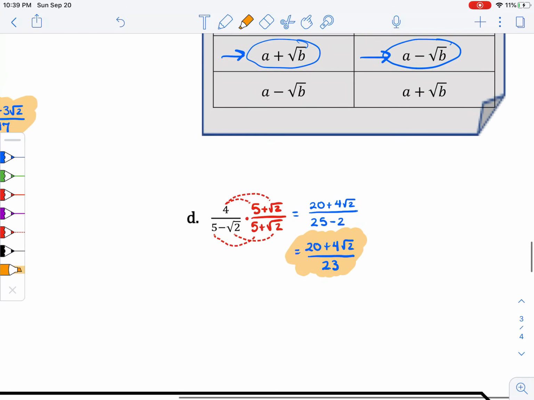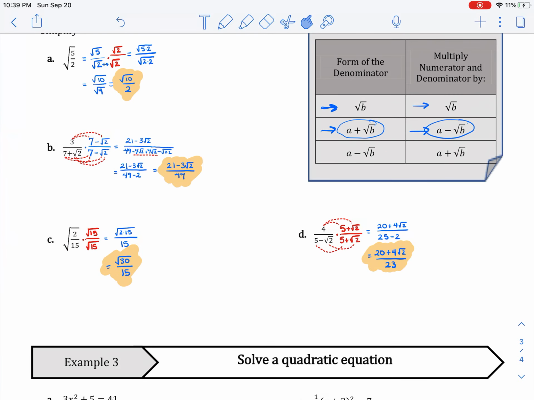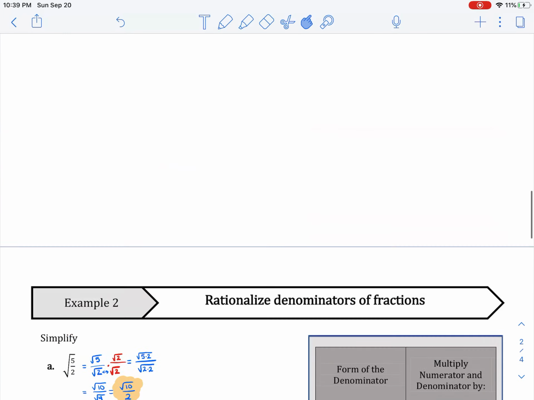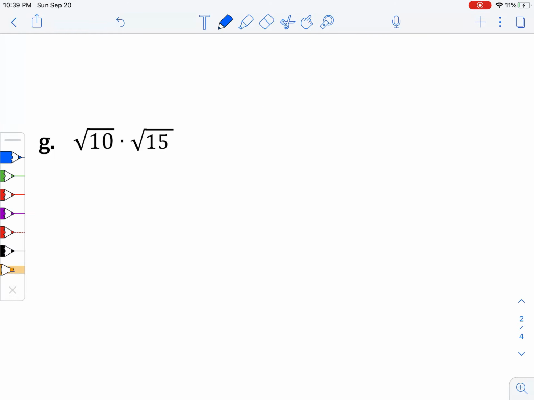So that's rationalizing the denominator, which we'll be doing in the worksheet today. And then I just want to remind you about simplifying these. So remember, we can still simplify these fractions.